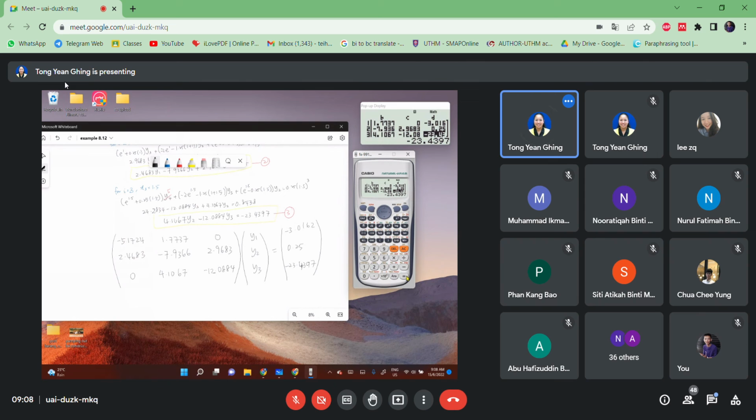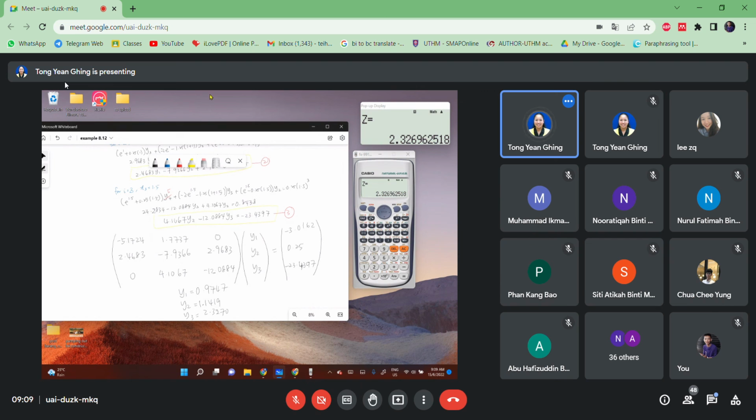So okay, so that means y1 is 0.9747, y2 is 1.1419, and then y3 is 2.327. Boleh?